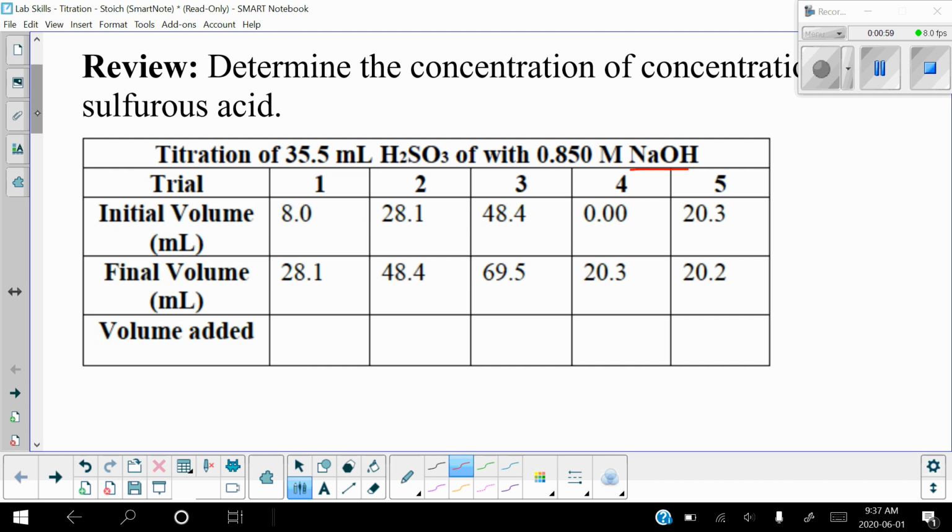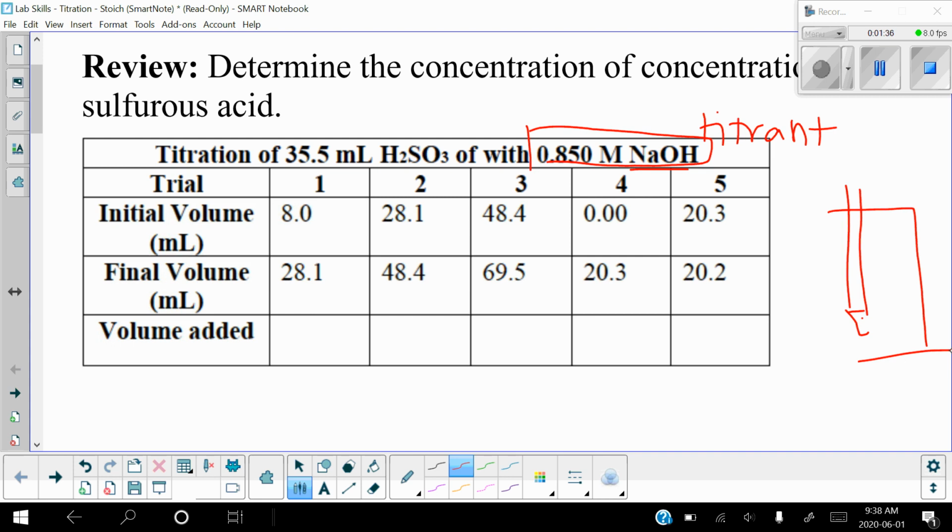First thing we're going to do is determine the volume added. Now, is this the volume of the NaOH or the sulfurous acid? Because we know that this is the titrant, the volume added is what's coming out of the burette. So the titrant is in the burette. A burette looks like this. It's on a stand.